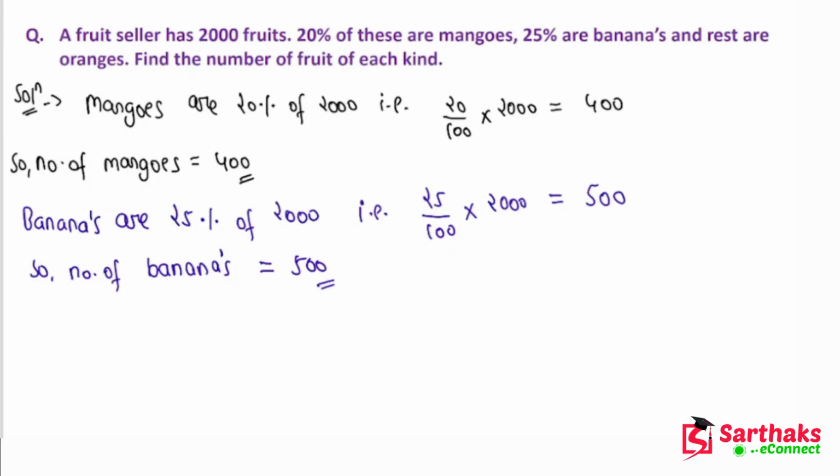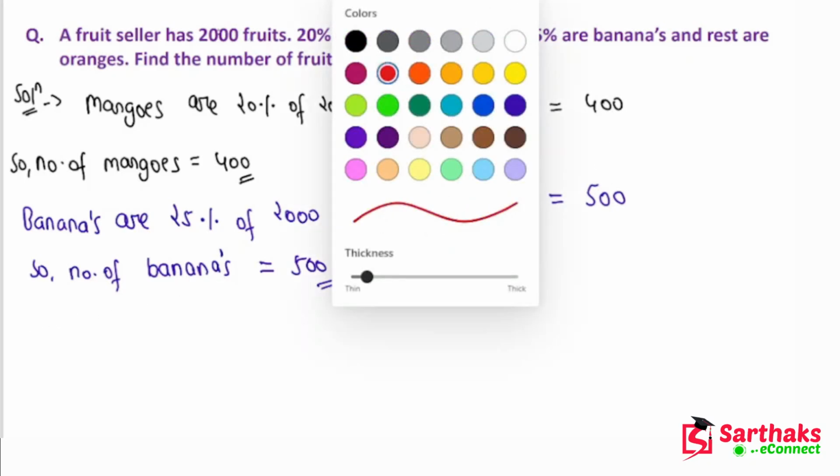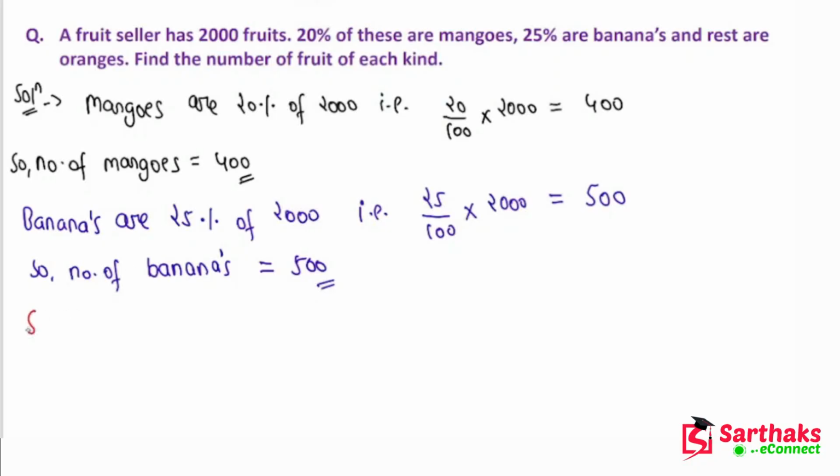Now we have to calculate the number of oranges. Either you can calculate it by the 55% thing, or you can clearly see the total number of fruits were 2000. You have got 400 mangoes, 500 bananas. So what is the total number of oranges? Since in total there were 2000 fruits.